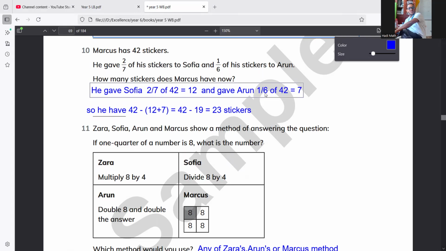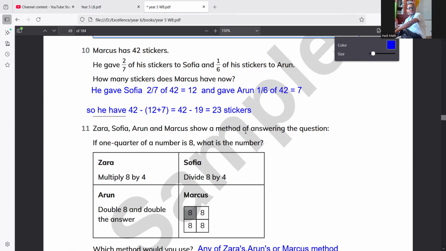And he gave Aaron 1 over 6 of his stickers. So he gave Aaron 1 over 6 of 42. So we say 42 divided by 6 is equal to 7, and 7 multiplied by 1 is still 7. So he gave Aaron 7 stickers. So he has 42 stickers minus what he gave to Aaron and Sophia. He gave Sophia 12 and Aaron 7. 12 and 7, they are 19. So we say 42 minus the 19 that he gave to Sophia and Aaron. So the answer will be 23 stickers left for him.